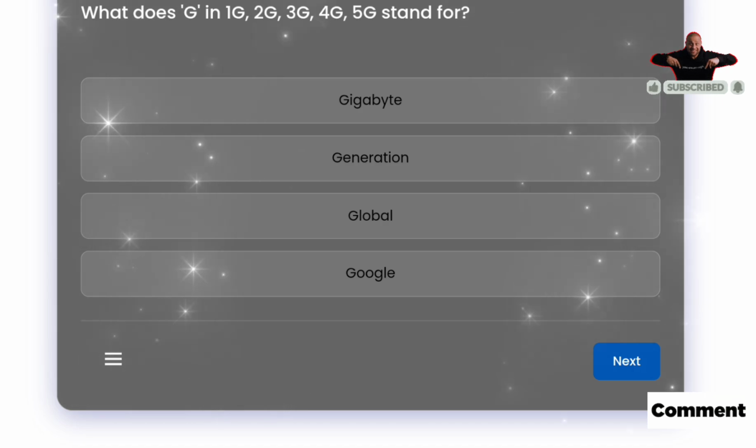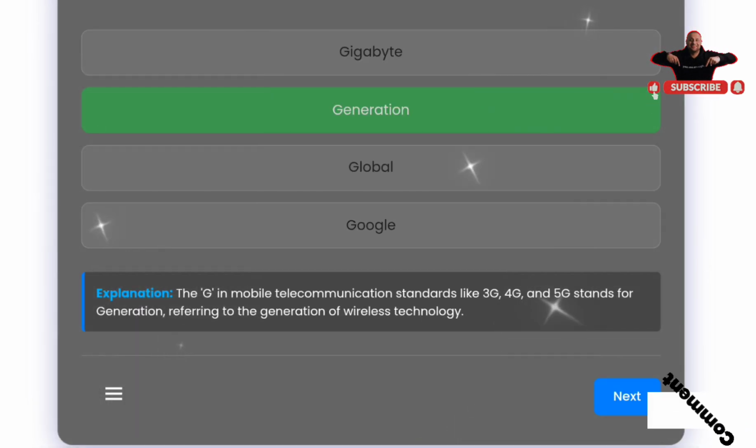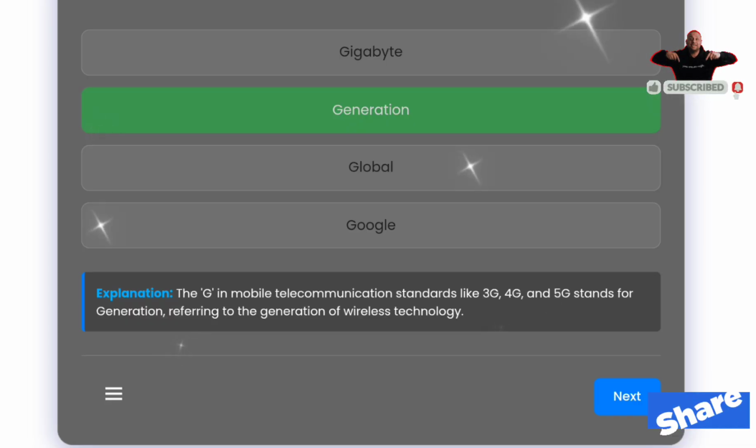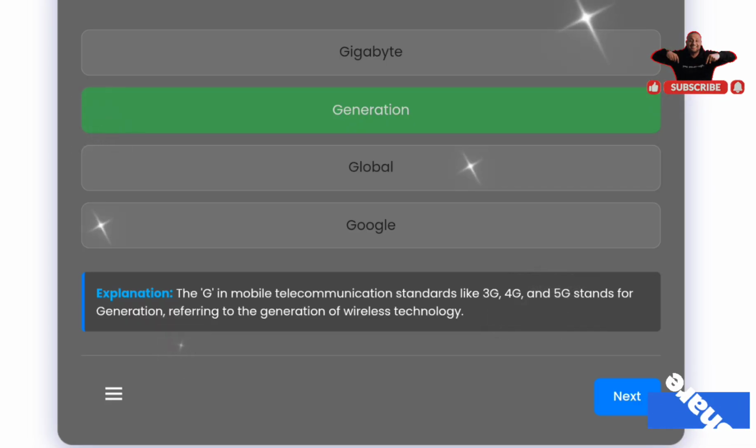G का मतलब क्या होता है? वो होता है generation. The G in mobile telecommunication standards like 3G, 4G and 5G stands for generation, referring to the generation of wireless technology.